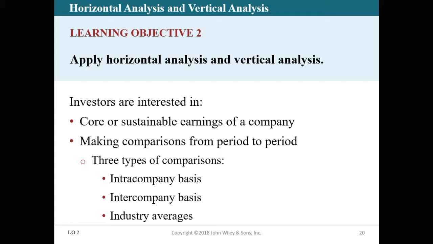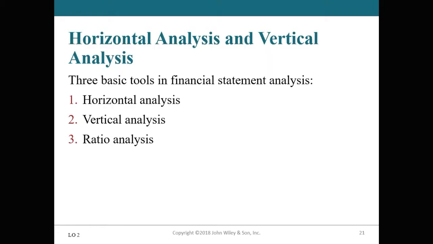Your investors are very interested in what is called your core or the sustainable earnings of a company. If you'll recall, sustainable income or sustainable earnings are those earnings that we expect to continue to have in the future periods. There are three basic tools in financial statement analysis. First being the horizontal, the second being the vertical, and the third being the ratio analysis.